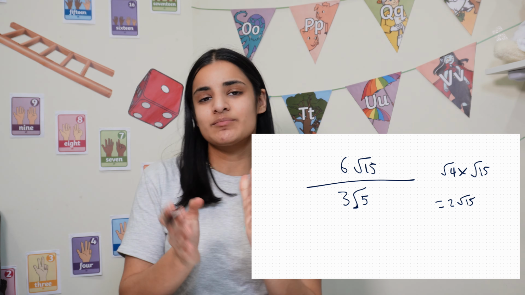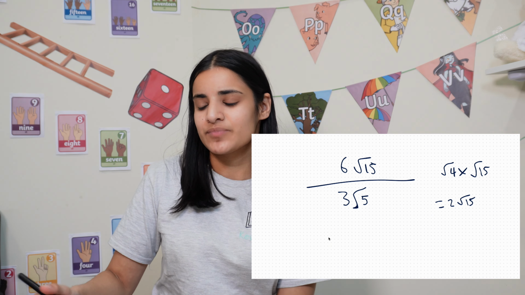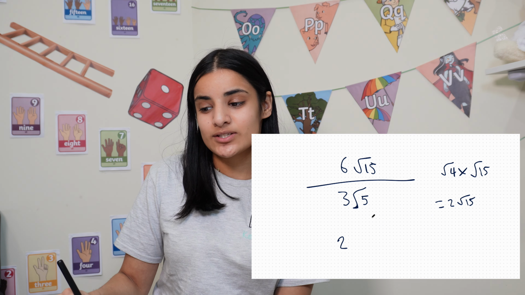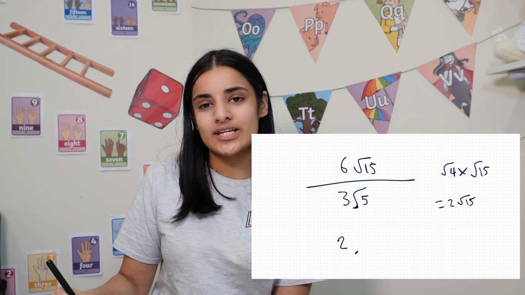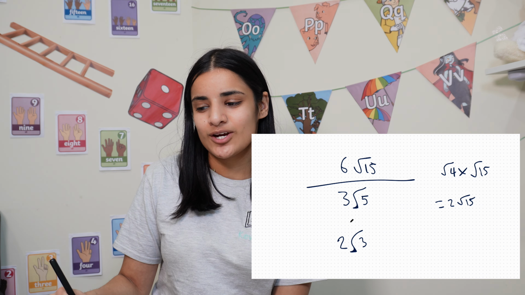Then the best thing to do is simplify the whole numbers and the surds separately. So I know that 3 goes into 6 2 times, and then 5 goes into 15 3 times. So my answer is 2 root 3.